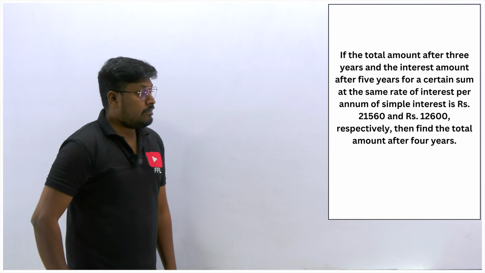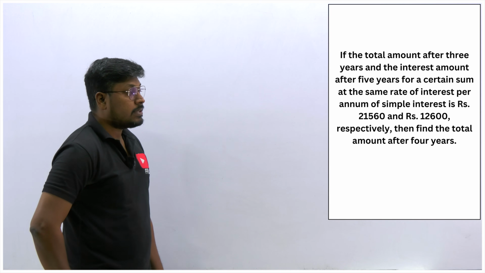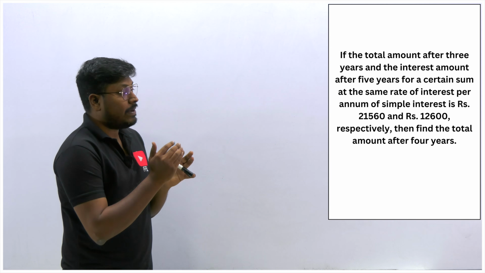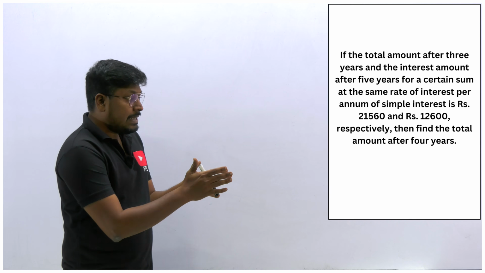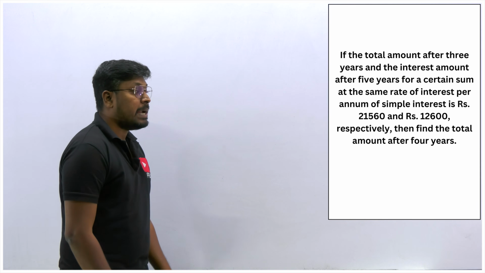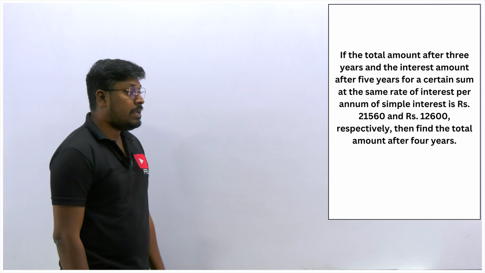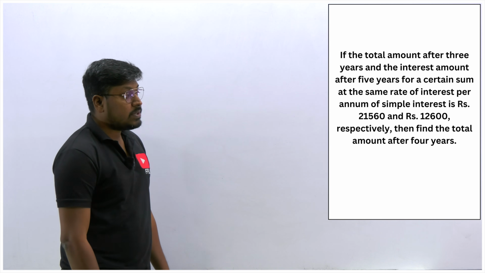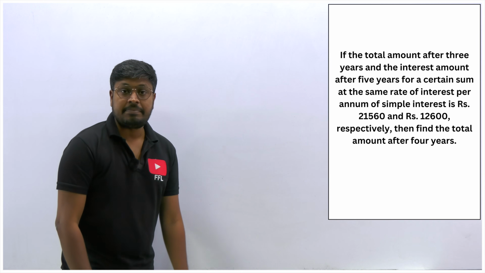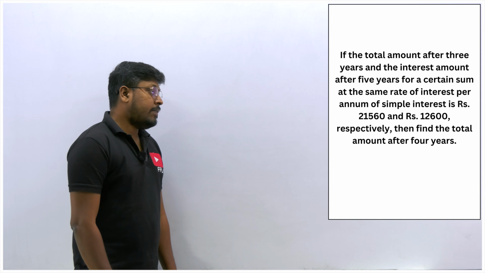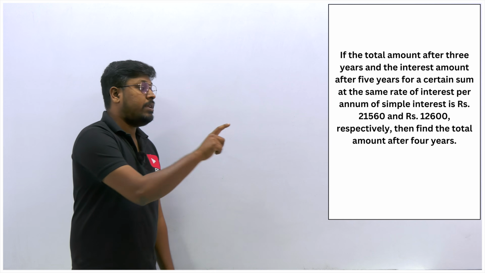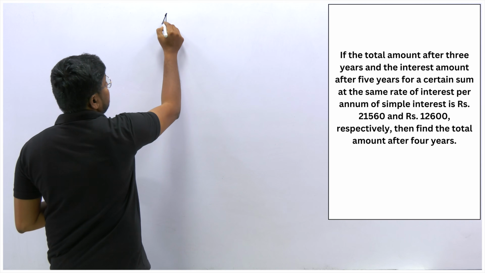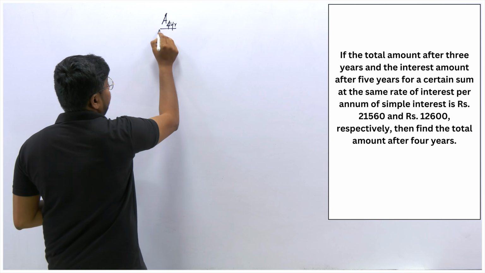Second question: if the total amount after 3 years and the interest amount after 5 years for a certain sum at the same rate of interest per annum, of a simple interest, are rupees 21,560 and 12,600 respectively, find the total amount after 4 years. I think it's a different kind of question, because our target is to find the total amount after 4 years. That means we need to find the value of A after 4 years.